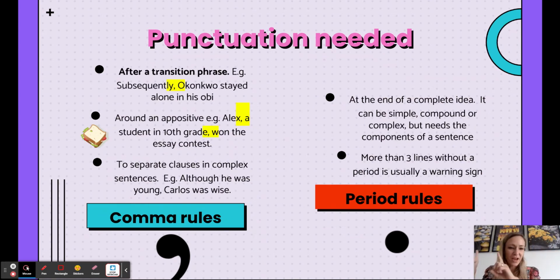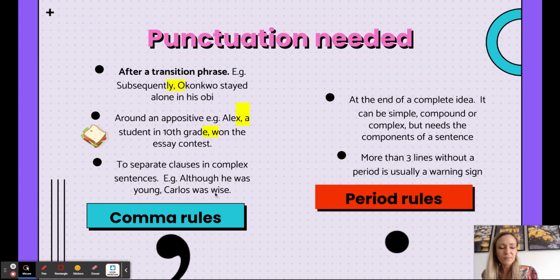And finally, I've just explained the concept of a complex sentence. You need a comma in between those two clauses. The comma needs to be there to separate those two ideas, the independent clause and the dependent clause. So here's another example to illustrate. Although he was young, Carlos was wise. Okay, so although he was young is a sentence fragment on its own, but I'm giving some explanatory detail, even though it's just 3 words, that's a simple sentence idea or an independent clause.